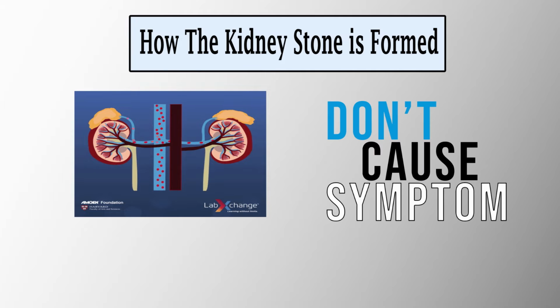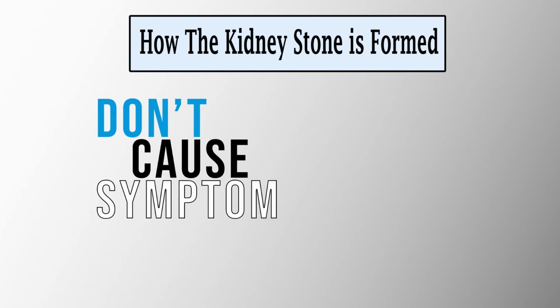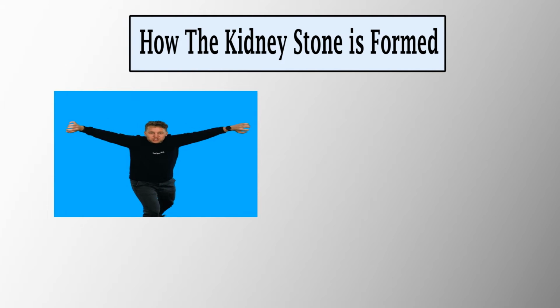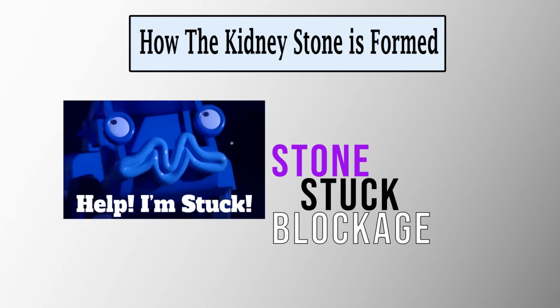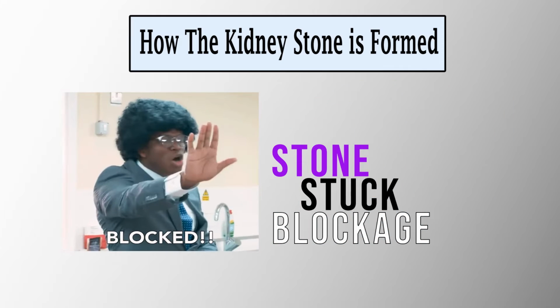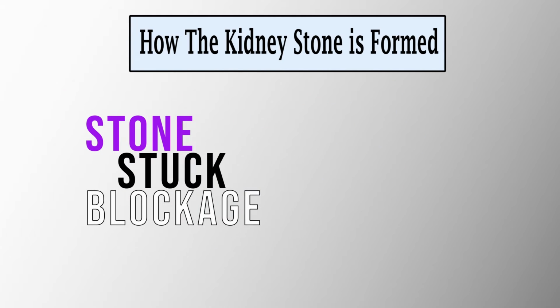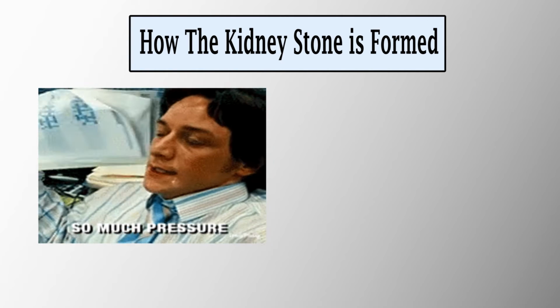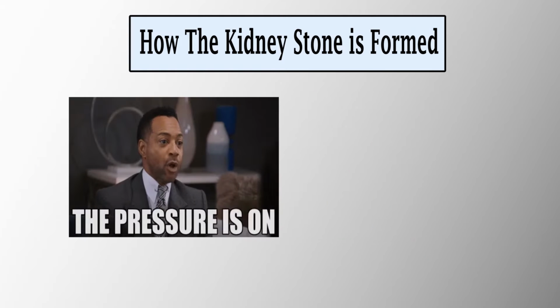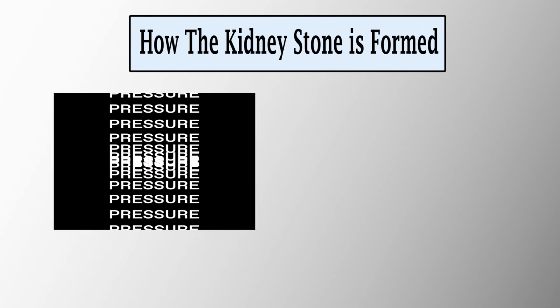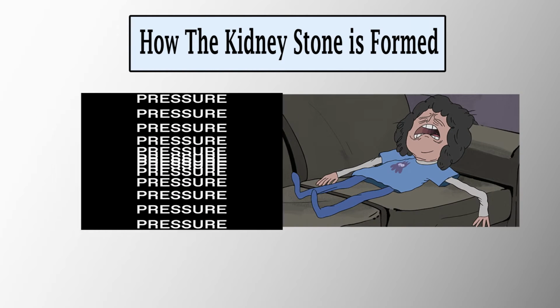These clumps of crystal, or stones, don't cause symptoms unless they break off and start moving through the urinary tract. As the urinary tract is not very wide, the moving stone frequently gets stuck, causing a partial blockage. When a blockage develops, the pressure inside the urinary tract increases. Pressure equals sharp, stabbing pain.